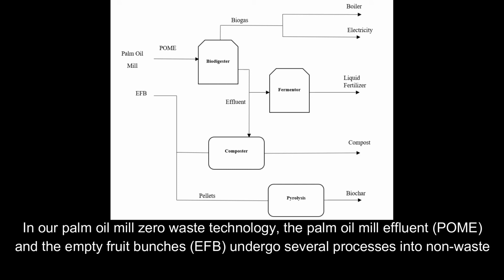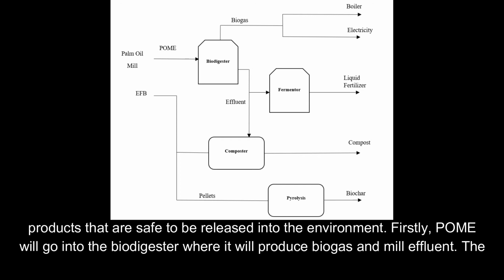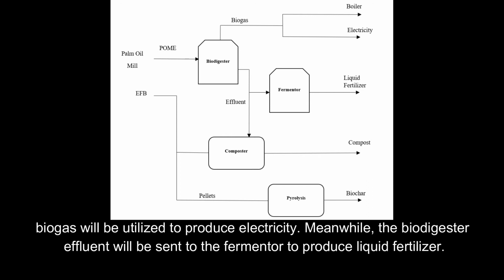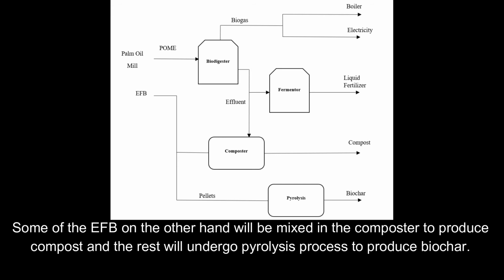In our palm oil mill zero waste technology, the palm oil mill effluent (POME) and the empty fruit bunches (EFB) undergo several processes into non-waste products that are safe to be released into the environment. Firstly, POME will go into the biodigester where it will produce biogas and effluent. The biogas will be utilized to produce electricity. Meanwhile, the biodigester effluent will be sent to the fermenter to produce liquid fertilizer. Some of the EFB, on the other hand, will be mixed in the composter to produce compost, and the rest will undergo pyrolysis process to produce biochar.